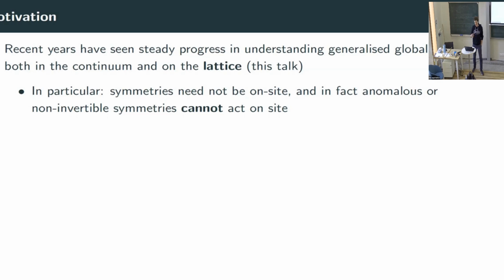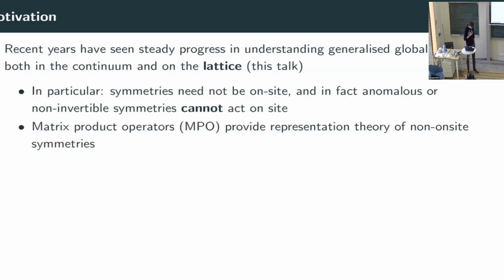Somewhat recently, people have started generalizing this idea and saying, okay, but what about global symmetries where there is some interaction of the symmetry action between neighboring sites? In fact, this is what you need if you want to describe something like an anomalous symmetry or one of these non-invertible symmetries. You can prove that these cannot act in an on-site way. There is something intrinsically non-on-site in the way that they are represented in some lattice model.